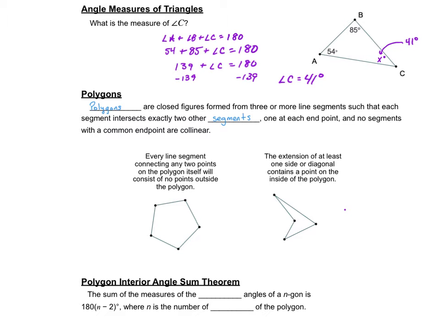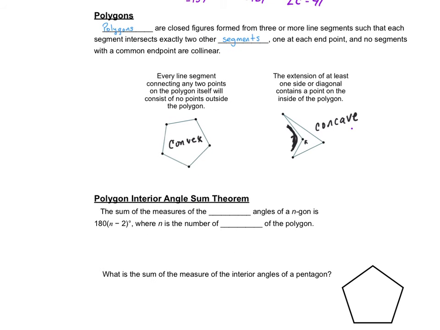As we can see here, this is considered a convex polygon: for every line segment connecting to the other 2, there are no points inside the polygon. And this would be a concave image. I like to think of it as forming a cave opening, where they're not all going outward. We have an internal angle, that angle going inside the polygon.